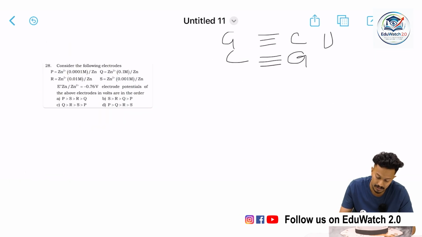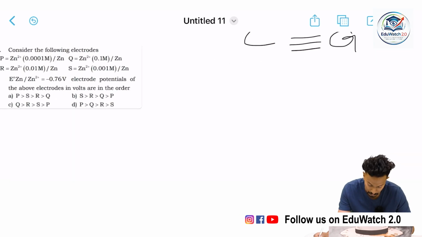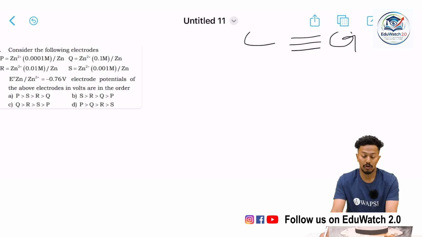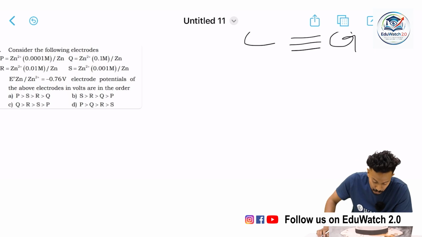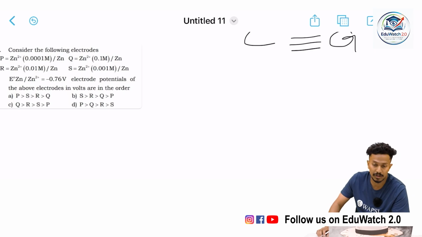Our next question. Consider the following electrodes: Zn2 plus at 0.001 molar, Zn2 plus at 0.01 molar, Zn2 plus at 0.1 molar, and Zn2 plus at 0.001 molar. You have to find the increasing order of the electrode potential in volts.